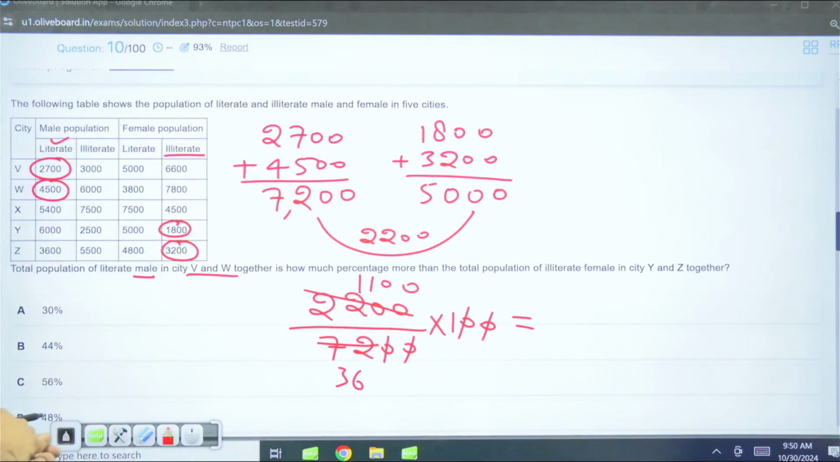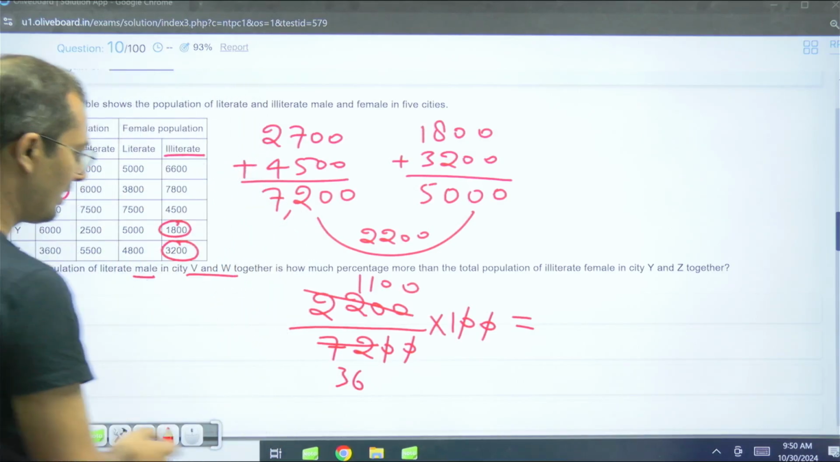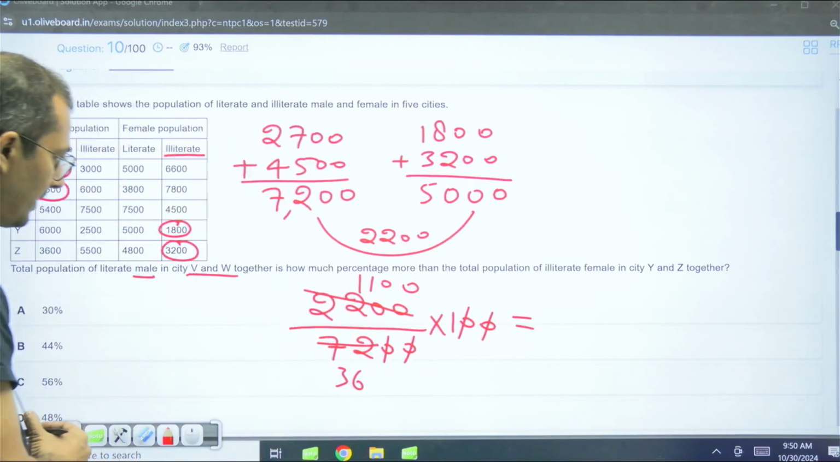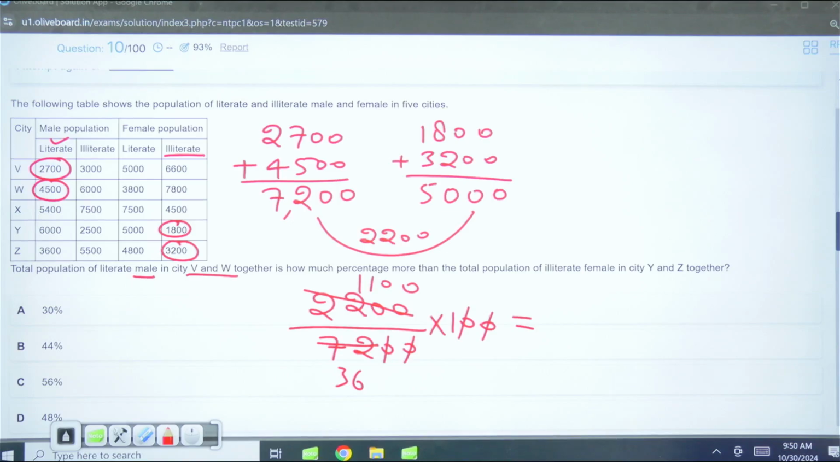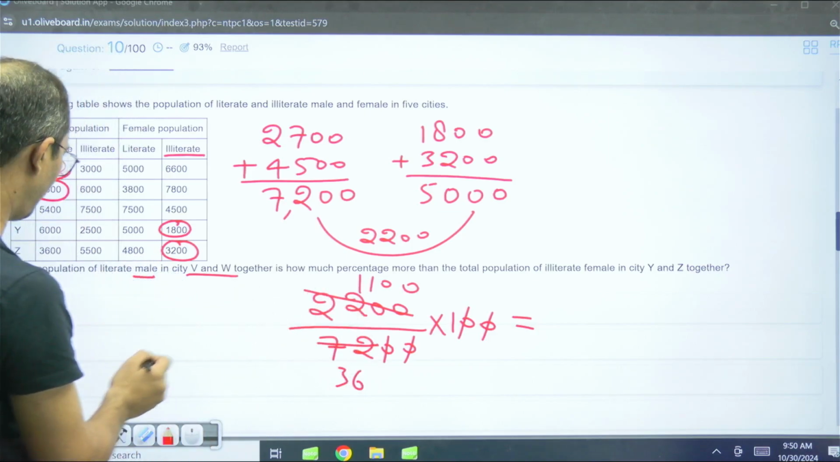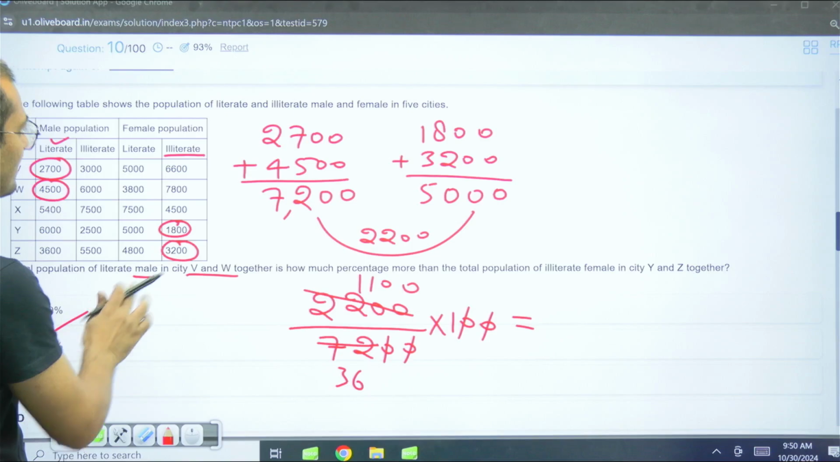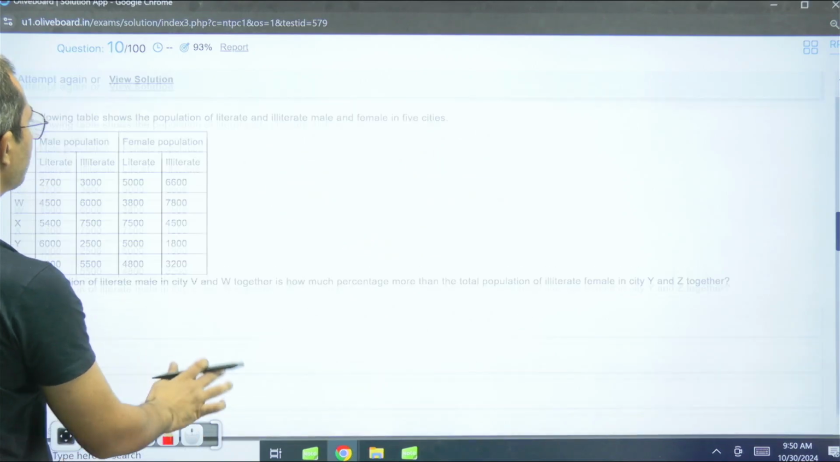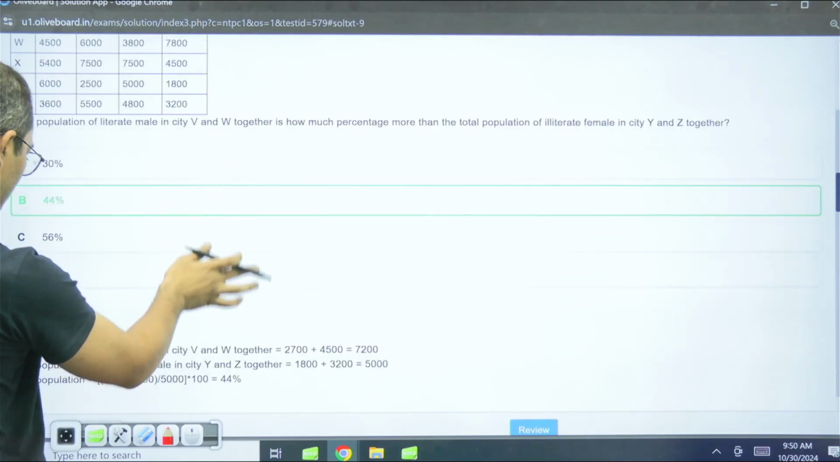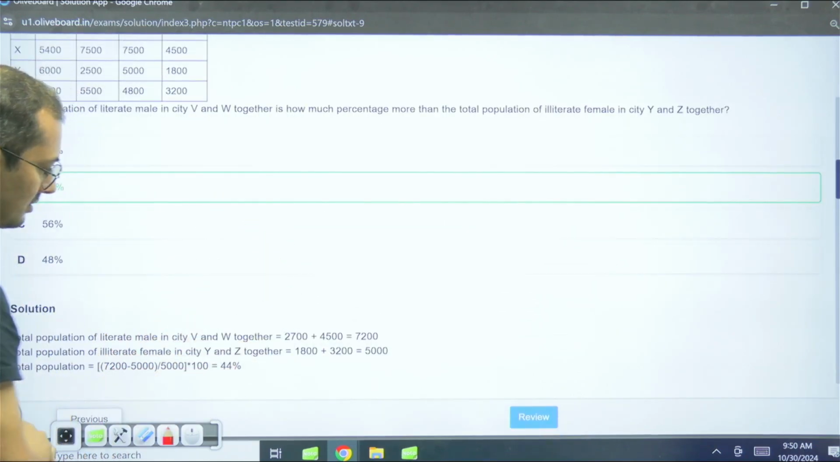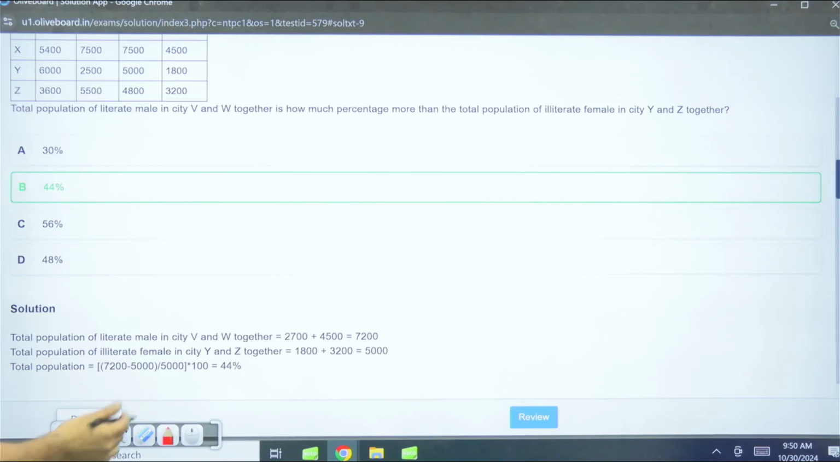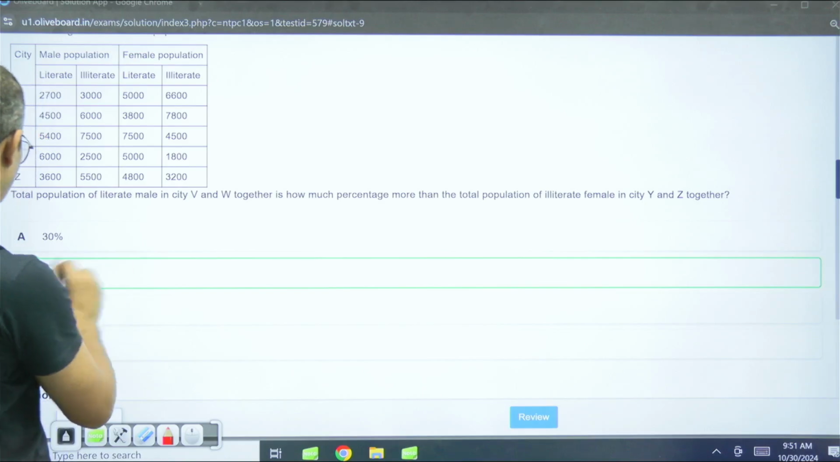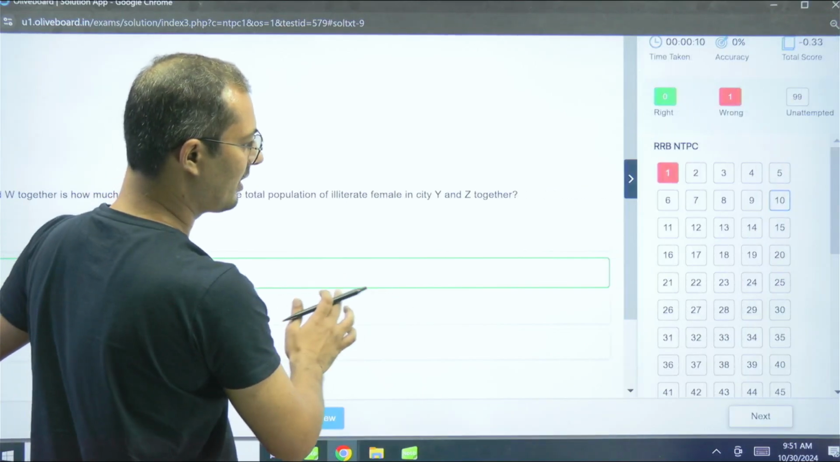So tell me what would be the answer. After solving this, we can cancel it, right? So you need to just solve this, right? So we can say that probably 44% is the right answer. So 44% is the right answer. So moving to next question.